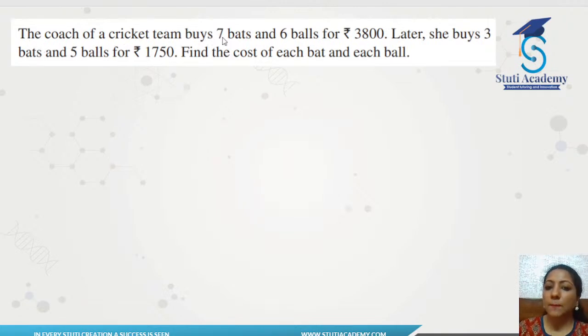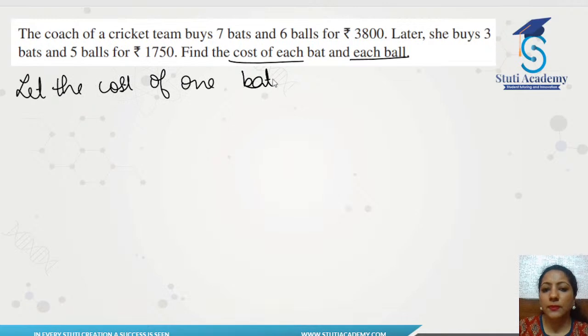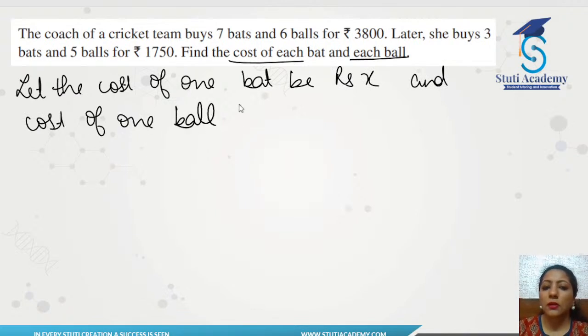The coach of a cricket team buys 7 bats and 6 balls for 3,800 rupees. Later, she buys 3 bats and 5 balls for 1,750 rupees. Find the cost of each bat and each ball. So whatever is unknown to us, we are going to assume it to be x and y. So let the cost of one bat be rupees x and cost of one ball be rupees y.